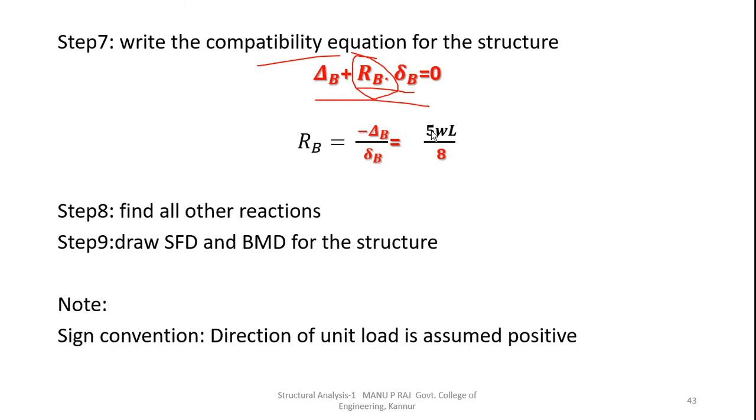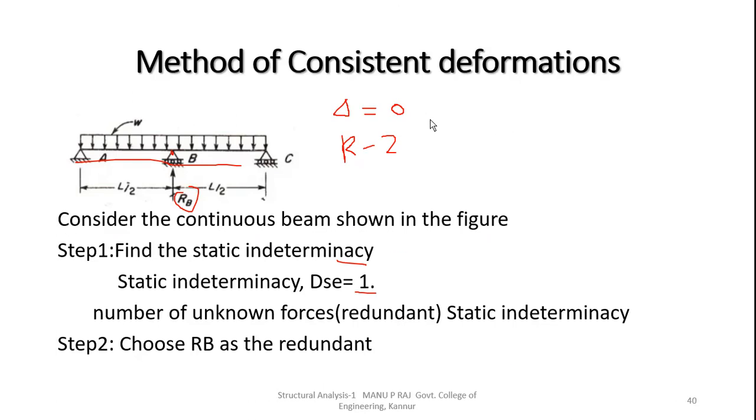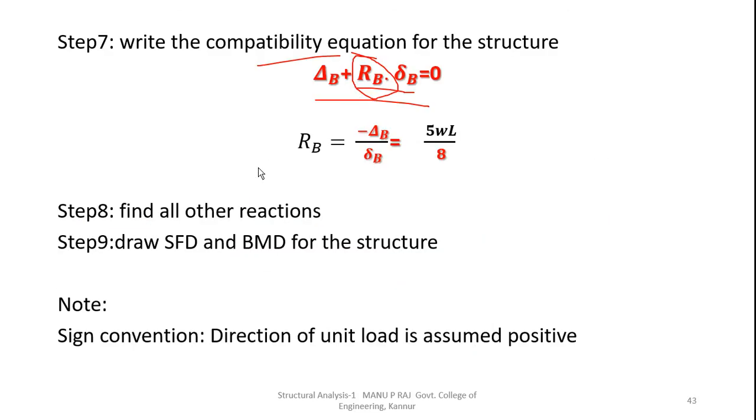RB equal to 5 by 8 WL. Now once we got the value of RB, we can find out RA and RC from the equilibrium equations. And we can draw the shear force diagram and bending moment diagram for the structure.